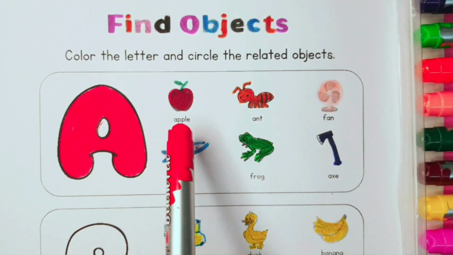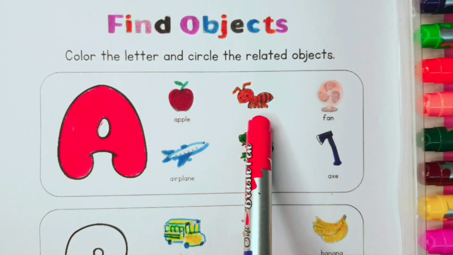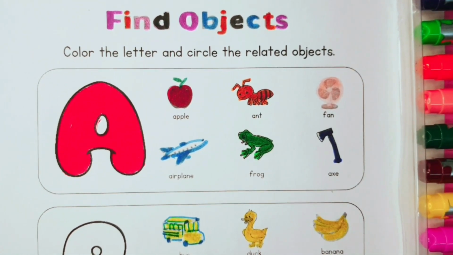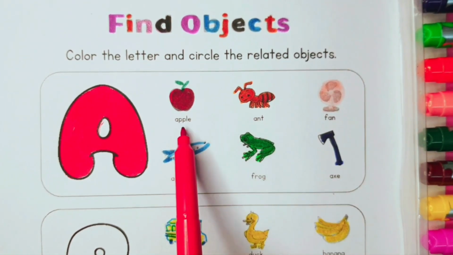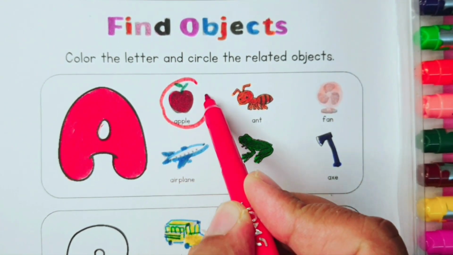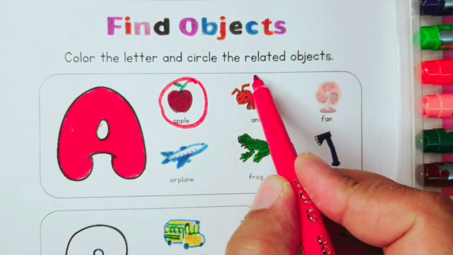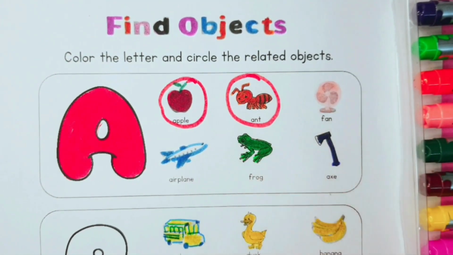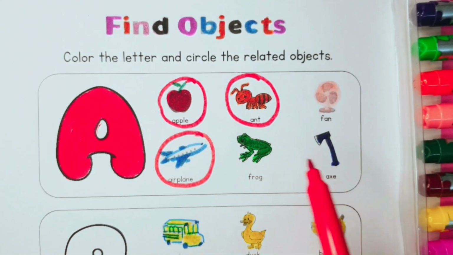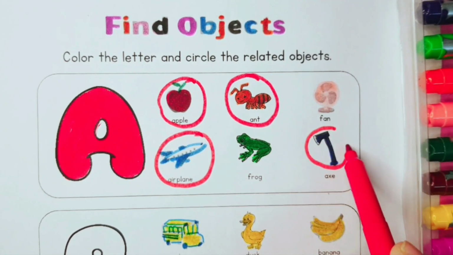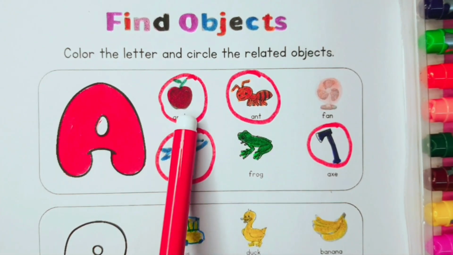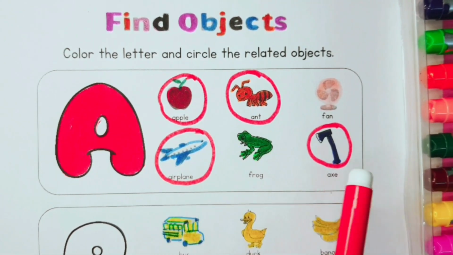A. A is for apple. Ant. Airplane. X. Let's circle the letter A object. A is for apple. A is for ant. A is for airplane. A is for X. A. Apple, ant, airplane, X.